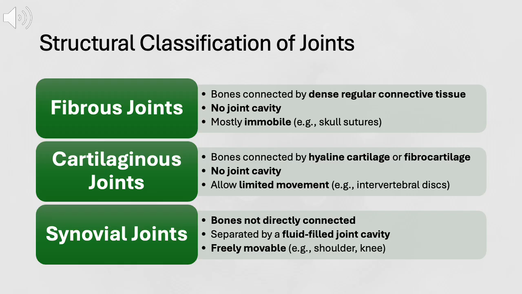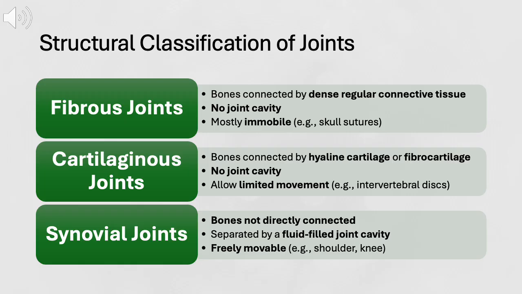This slide introduces the three main structural types of joints, which are classified based on what connects the bones and whether or not there is a joint cavity between them. Let's start with fibrous joints. These are held together by dense, regular connective tissue and do not have a joint cavity.